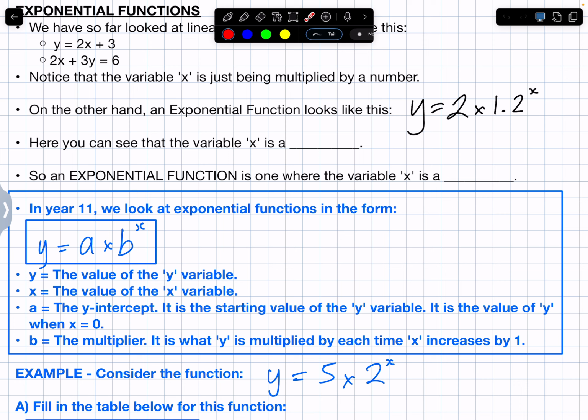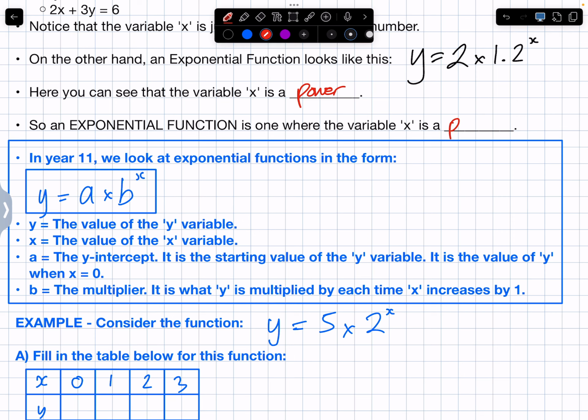Am I multiplying by x in that y is equal to 2 times by 1.2 to the... Am I multiplying by x? Am I raising it to the power of x? Raising it to the power. X is a power now. Okay? So here you can see the variable x is a power. So an exponential function is one where the variable x is a power or an exponent.